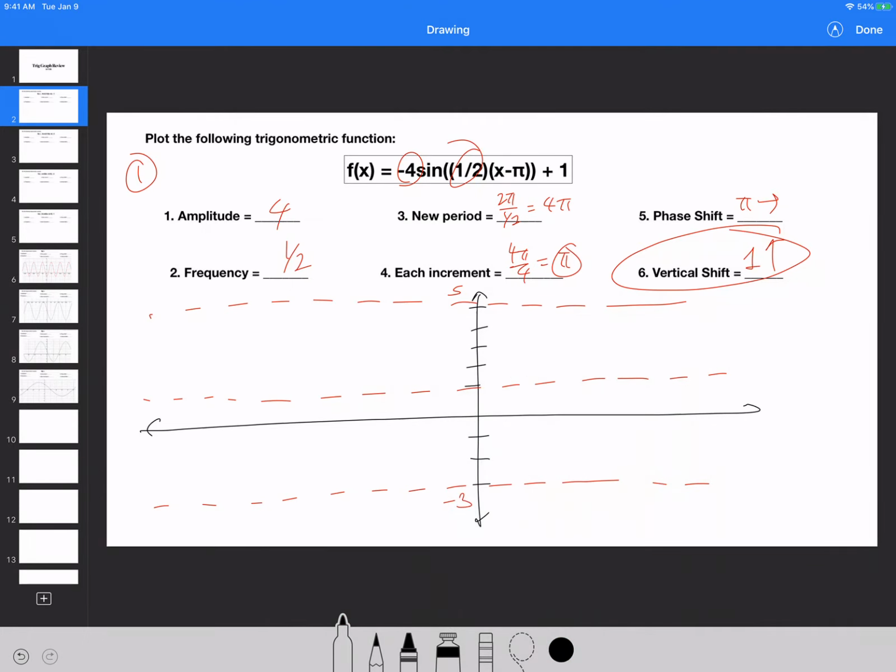So for the extra increments, I'm going to make it every pi: pi, 2 pi, 3 pi, 4 pi. You can do 5 pi, just because we've been used to doing that. Negative pi, negative 2 pi, negative 3 pi, negative 4 pi, negative 5 pi. You won't be getting graphs like the ones you have been doing before. You have to create everything on your own.